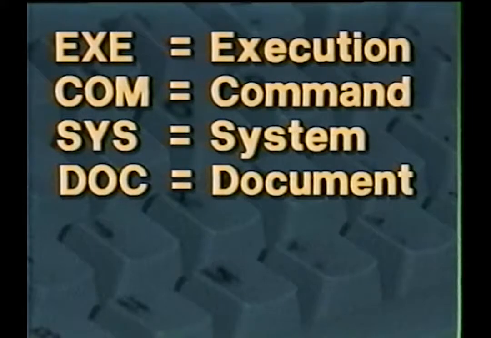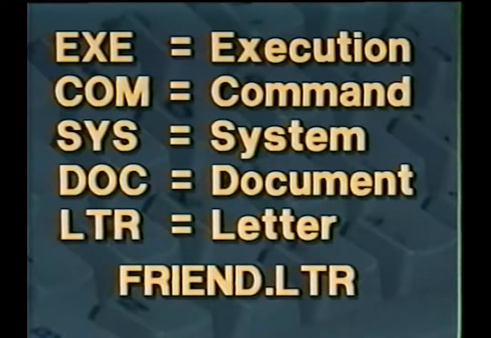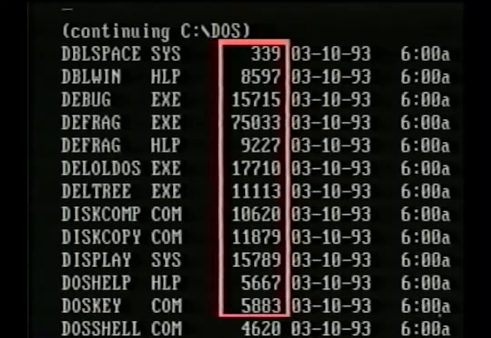Some word processors automatically name all documents with a DOC extension. LTR is an extension that is often used to designate a letter. There are many other types of extensions. Some programs add their own, and others let you create them. Like the letter to your friend, you could enter under the file name an extension, friend.ltr. Generally, if a file name has an extension, you must include it when you refer to that file.